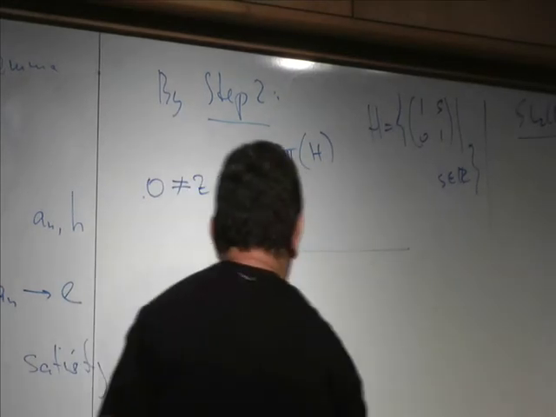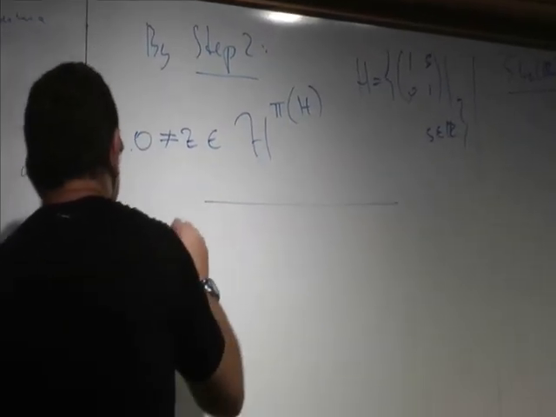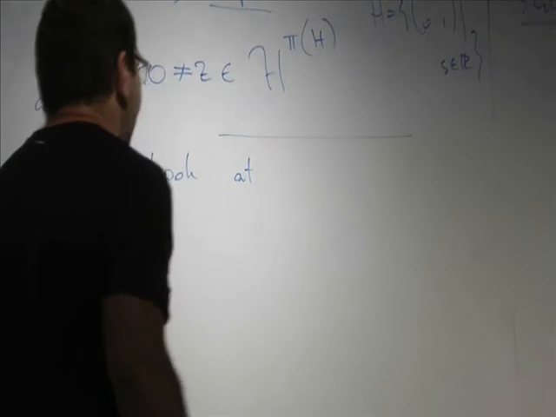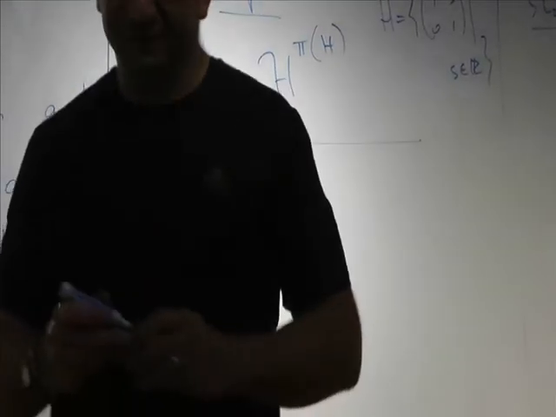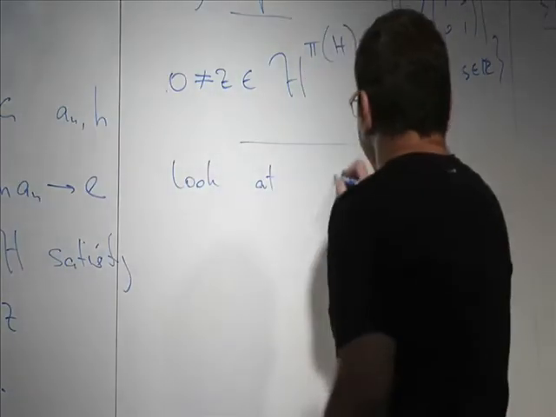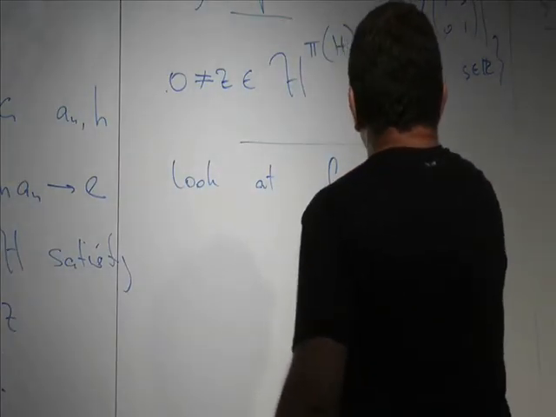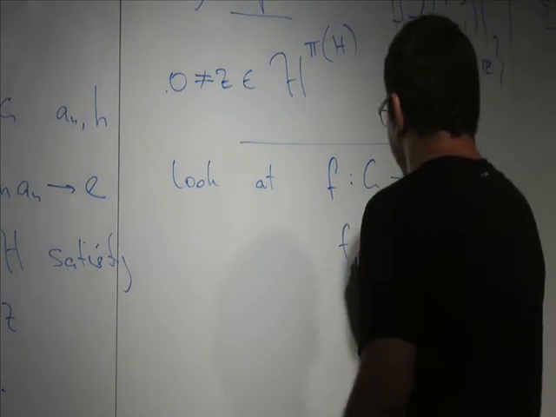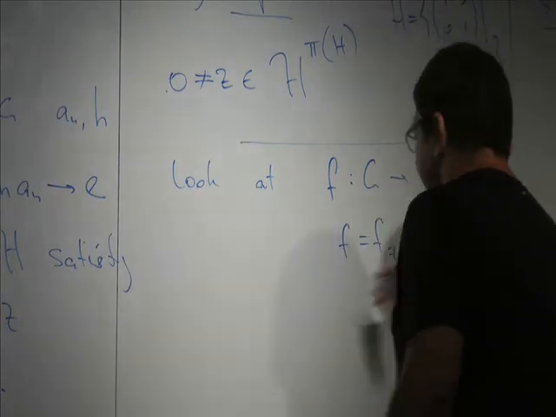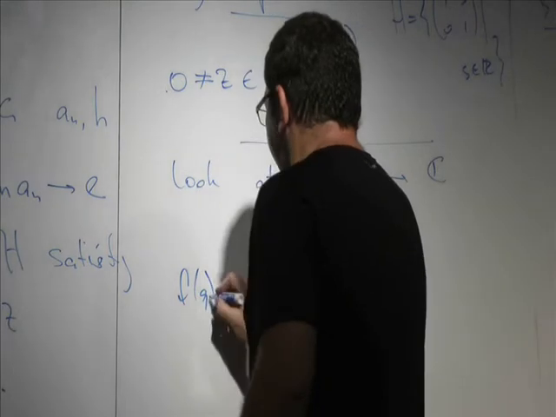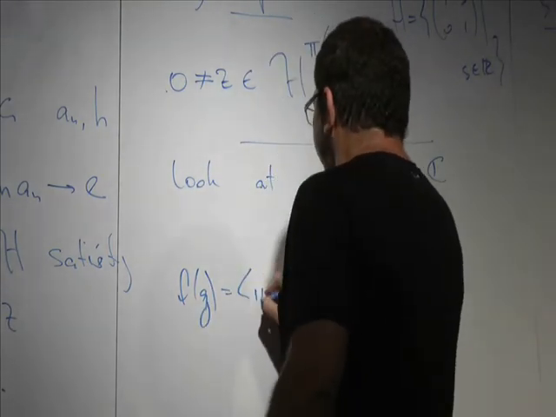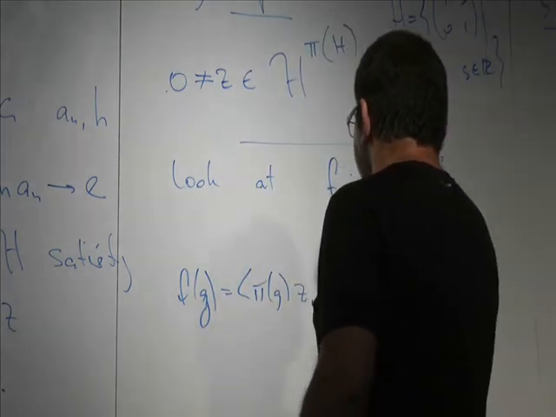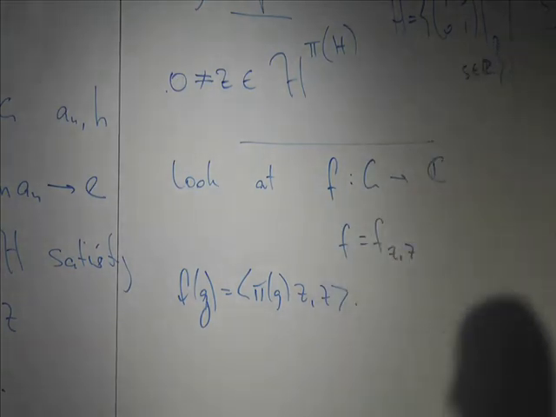Okay, now look at the matrix coefficient with respect to z. So look at the function f from G to complex numbers, which is the f_{zz}. In other words, f of g is the inner product of pi(g) z against z. Okay?